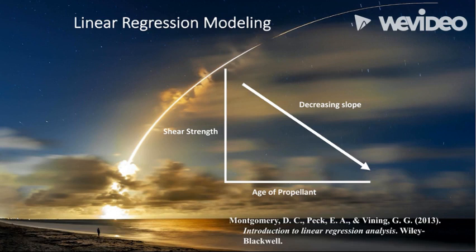As the age of the propellant gets older, the strength decreases, and you can see a decreasing slope in this graph. In this scenario, rocket motors need to be built super efficiently to prevent failures. So taking multiple samples is important to ensure there are no outliers.